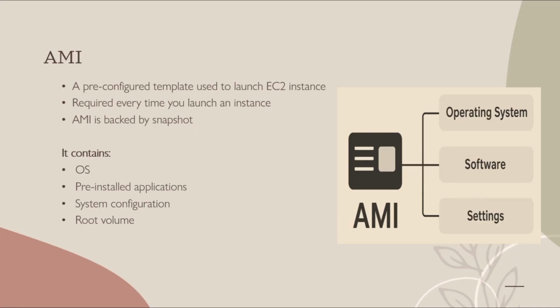automatically created. So the AMI is the pre-configured template, which means it contains the operating system like Amazon Linux, Windows, Ubuntu, Red Hat, etc. And it contains the tools or software like Apache or Python. And it includes the basic settings like network configuration and system configuration also.